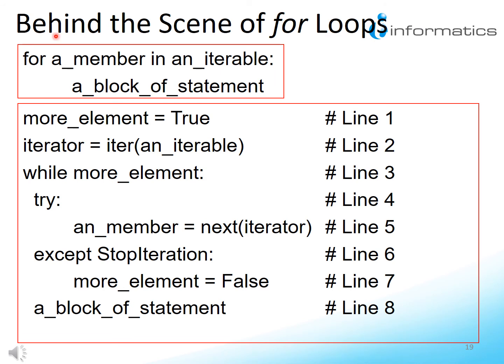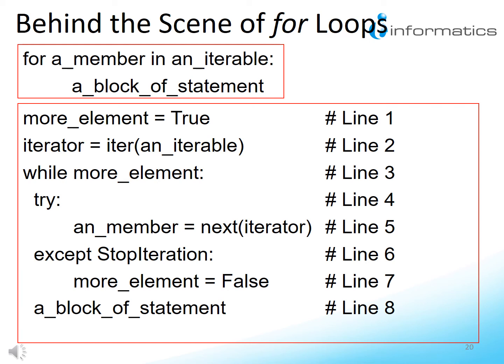Behind the scenes of the for loop, the system has done a lot of work. For such a simple for loop structure, the system converts it into the following 8 lines of code, using an indefinite while loop structure. Line 1 defines a Boolean variable, more_element. The Boolean variable will be used as the continuation condition for the indefinite while loop. This variable is initialized to true. It will change to false when the exception, StopIteration, is raised.